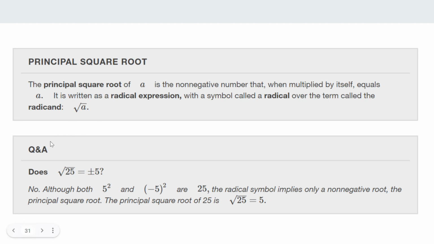Here's a quick question. Does the square root of 25 equal positive and negative 5? No. Although both positive 5 squared and negative 5 squared are 25, the radical symbol implies only non-negative roots, the principal square roots, and the principal square root of 25 is just positive 5 in this case.